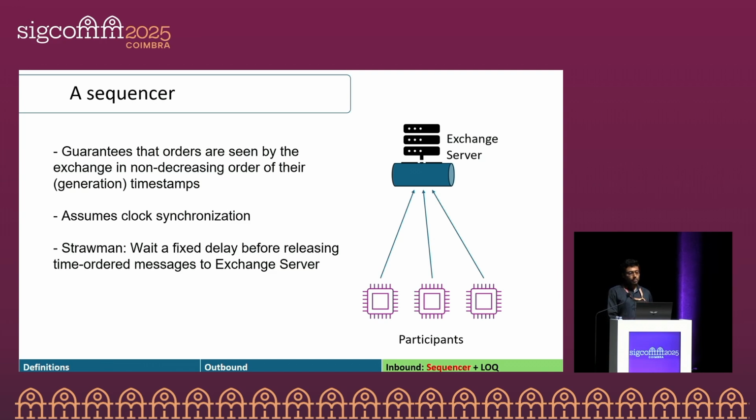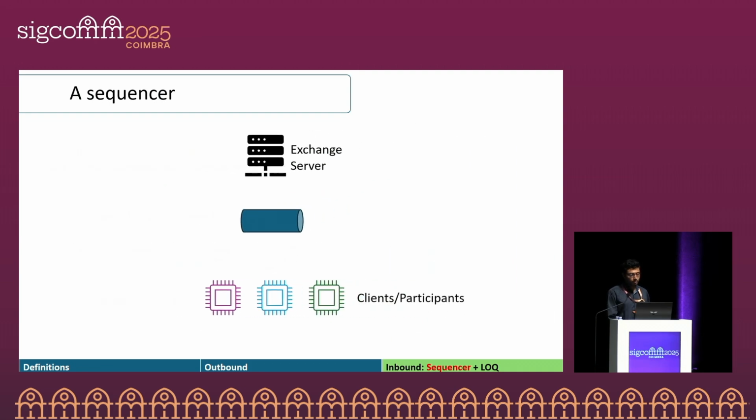So now, there is once again a latency-fairness tension here, because if you wait too long, depending on the latency between the market participants and the sequencer, the latencies may be small, but you may be waiting too long with this fixed delay. But if the latencies are long and you don't wait long enough, that's going to result in an unfair delivery of these orders to the exchange server. Okay? So how do we get around this?